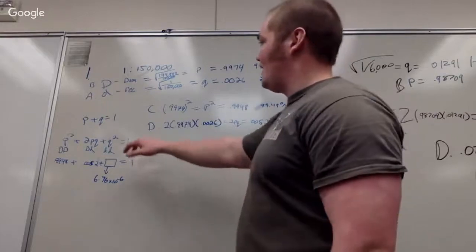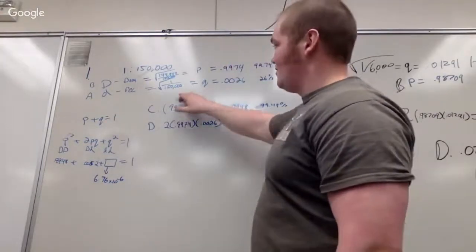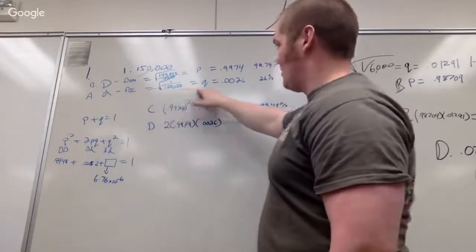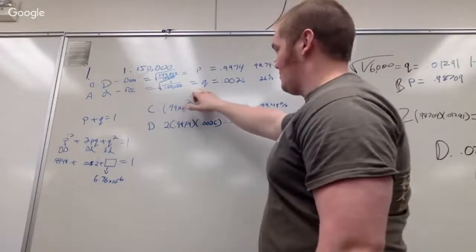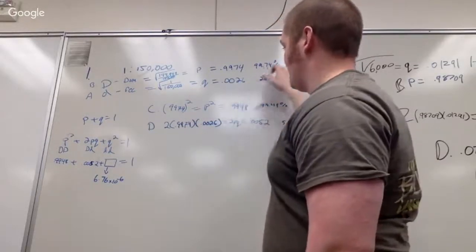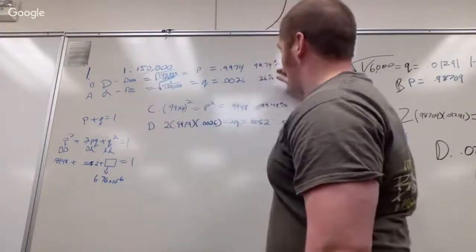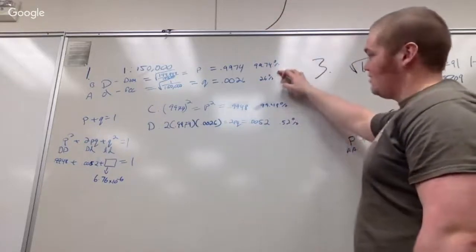So we have here on the board question number 1. Part A, we had to figure out what the Q was. So we did 1 divided by 150,000. Then you do the square root of that to get Q. And then you square that number to get Q squared. These are our numbers for A and B, and these are them converted into percentages.